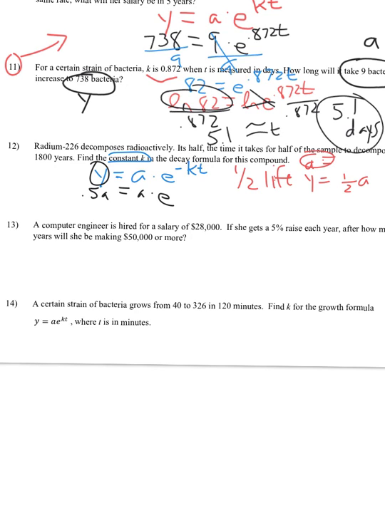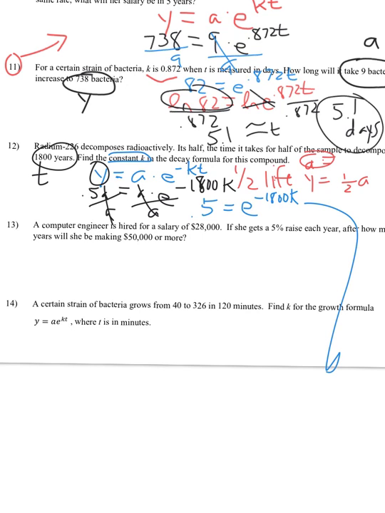A times e, and we're trying to solve for K, and T is 1,800, so it's e to the negative K times 1,800, so it's going to be negative 1,800 K right there. Notice what happens when I divide both sides by A. They cancel out. So I'm really left with 0.5 on the left equals e to the negative 1,800 k power.